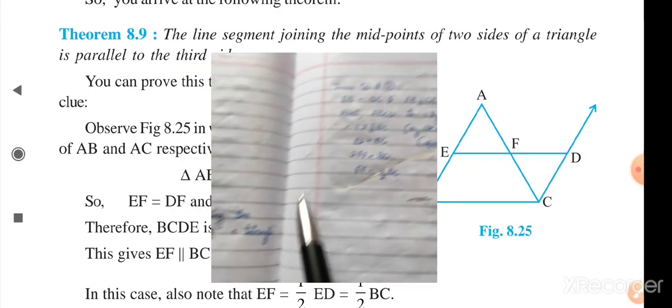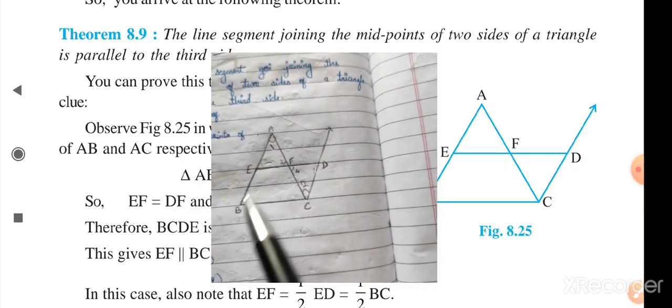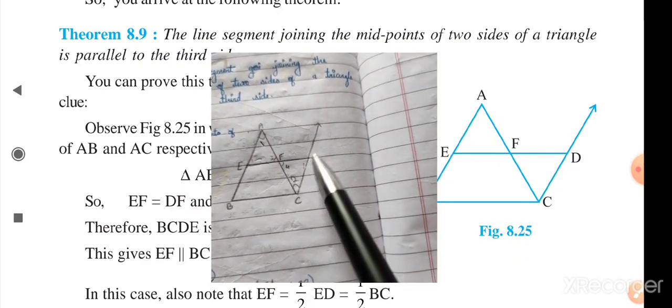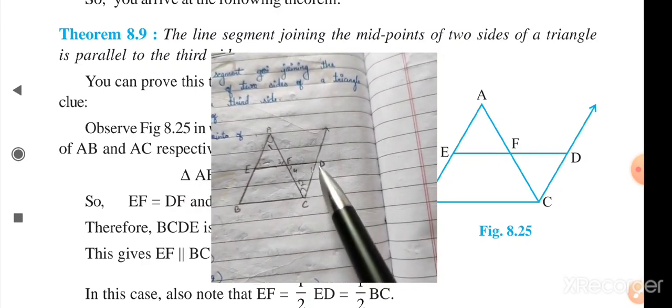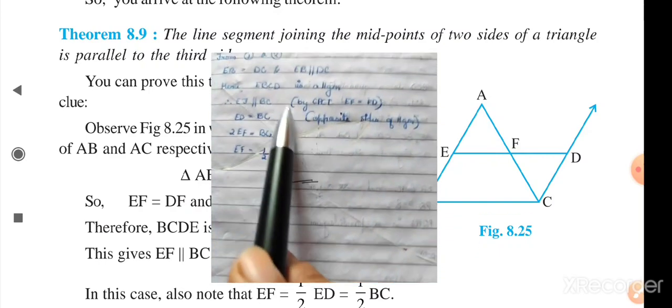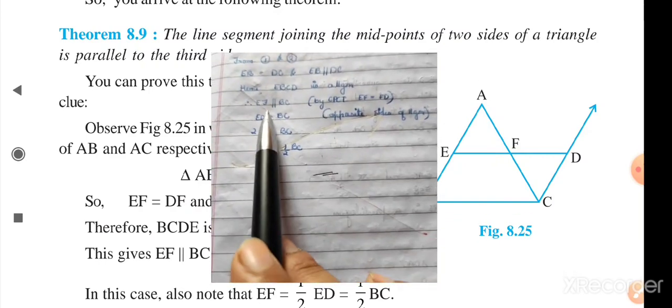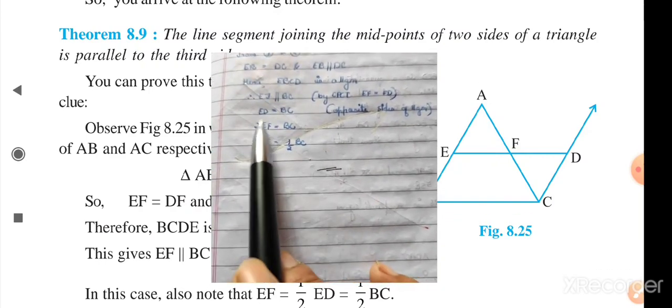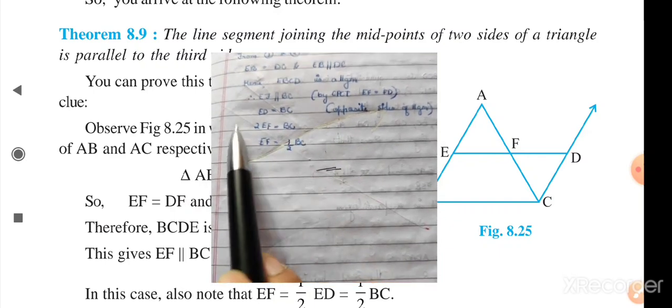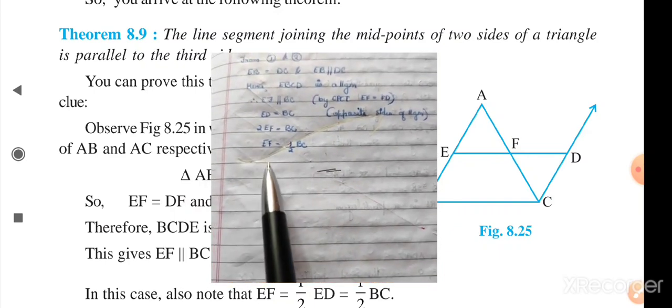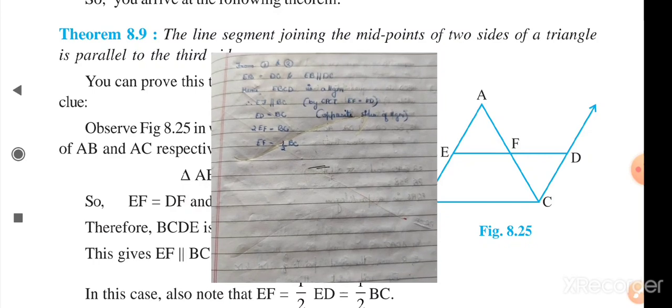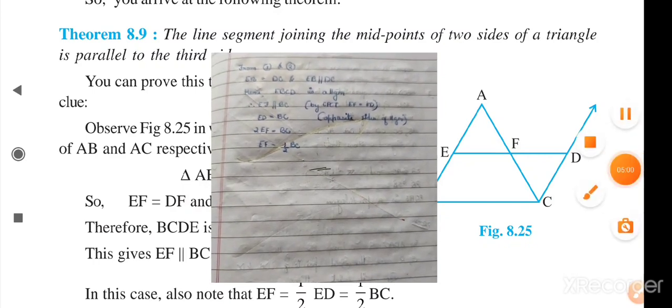So you can see that if this is parallel to this and this is equal to this, hence we can say that it is a parallelogram, as we have written here. This is a parallelogram, and opposite sides are parallel and opposite sides are equal also. And I told you that ED will be twice of EF, so EF is equal to half of BC. Thank you. We will move to the next question now.